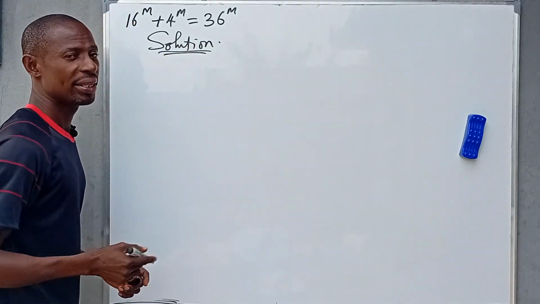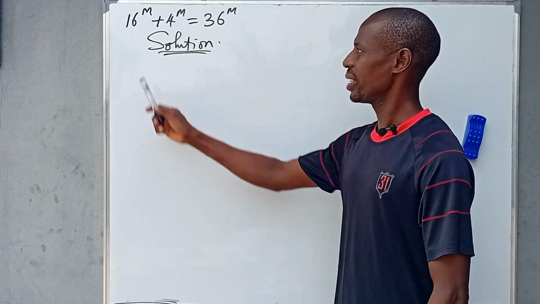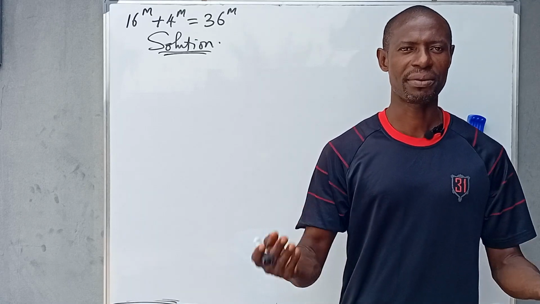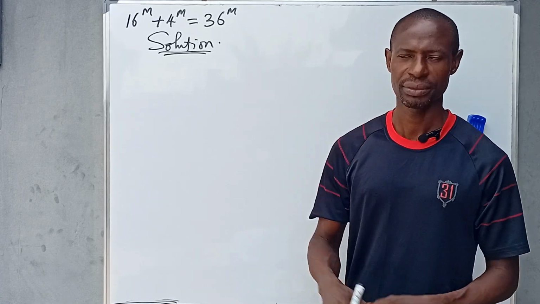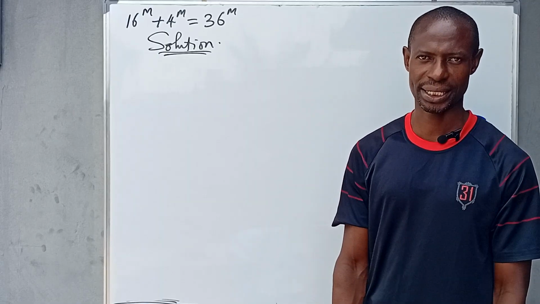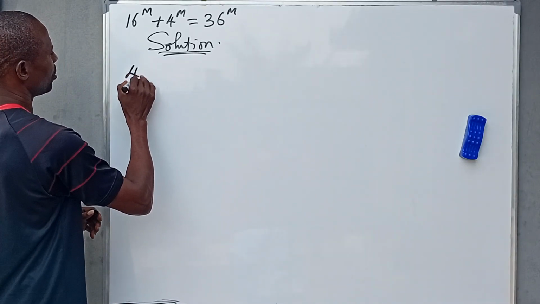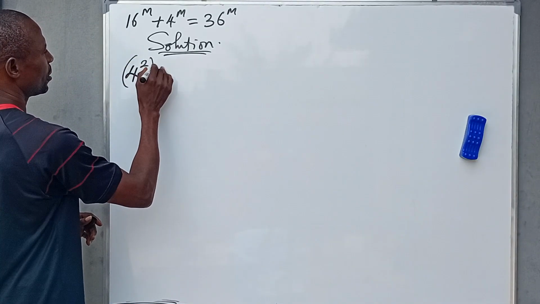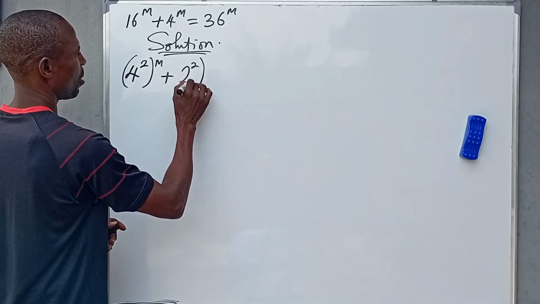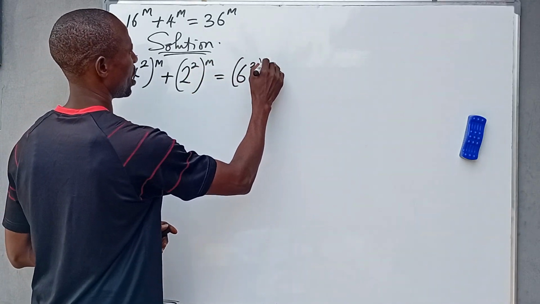Now, if you check all the quantities here, you discover that they are all perfect squares. 16 is a perfect square, 4 is a perfect square, and 36 is a perfect square. So we can rewrite 16 as 4 to the power of 2, 4 as 2 to the power of 2, and 36 as 6 to the power of 2. Rewriting this gives us 4 to the power of 2, all raised to the power of m, plus 2 to the power of 2, all raised to the power of m, equals 6 to the power of 2, all raised to the power of m.